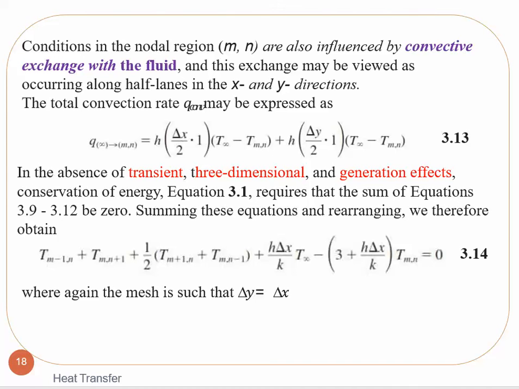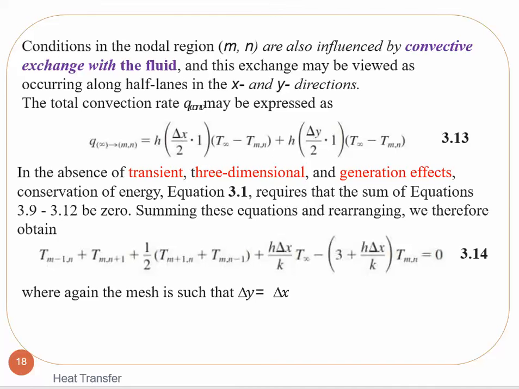The total convection rate q may be expressed in the terms h del x by 2 times 1 times (T infinity minus T m, n) plus h del y by 2 times 1 times (T infinity minus T m, n). In the absence of transient, three-dimensional and generation effects, conservation of energy requires that the sum of all the respective equations be 0.